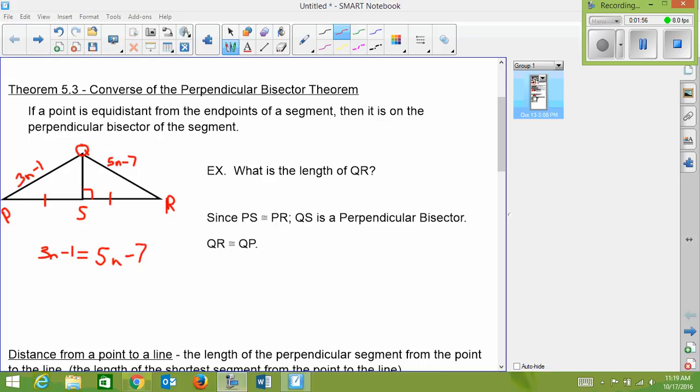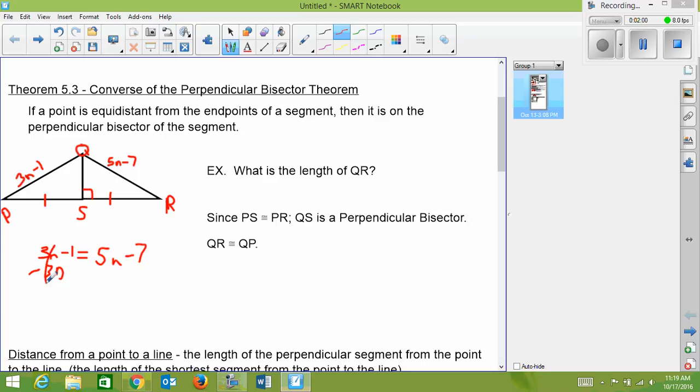And then I'm going to subtract 3n from here and move it to this side. Leaves me with 2n, and I will add 7 and move it over here. Negative 1 plus 7 is 6, so 6 equals 2n. Divide by 2 to get rid of it, so n equals 3. That's not my final answer though, because I need to plug it back in.